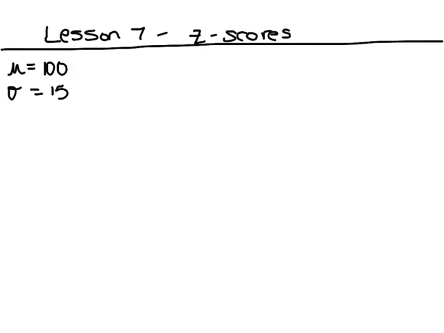So example 3 is using the same information. We have the average is 100 and the standard deviation is 15. We want to find the percent between an IQ of 75 and 115. So we have to find the z-score of each piece of data.